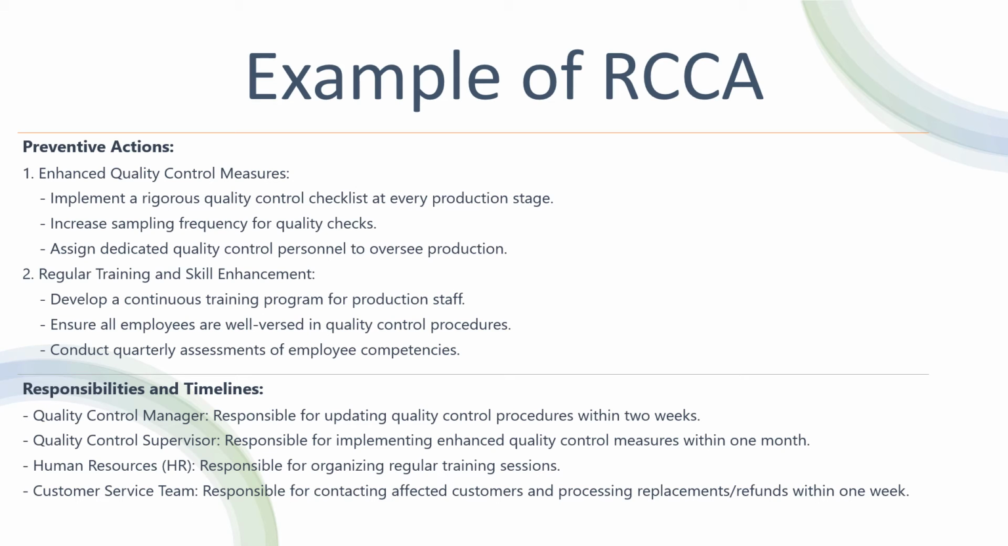As we mentioned before, the report should specify who is responsible for implementing each corrective and preventive action and establish timelines for completion. In this case, the quality control manager will be responsible for updating quality control procedures within 2 weeks. The quality control supervisor will be responsible for implementing enhanced quality control measures within 1 month. Human resources will be responsible for organizing regular training sessions, and the customer service team will be responsible for contacting affected customers and processing replacement or refunds within 1 week.